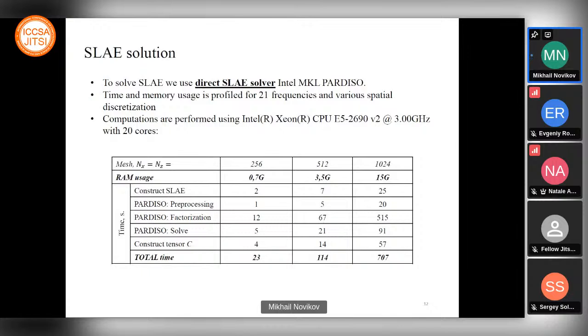Here we can see a table presenting computational times for 21 frequencies, and we have three tests for each frequency. Computations were performed using 20 cores of an Intel Xeon processor. We can see that the total computation time for quite a big computational grid, which is representative even for very detailed fractured samples, is quite small and adequate.